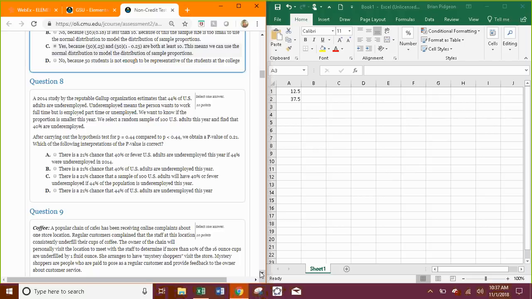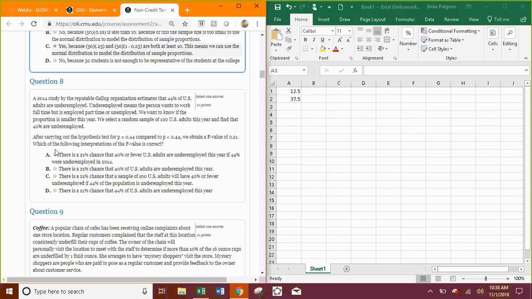Question 8. A 2014 study by the reputable Gallup organization estimates that 44% of U.S. adults are underemployed. Underemployed means the person wants to work full-time, but is employed part-time or unemployed. We want to know if the proportion is smaller this year. We select a random sample of 100 U.S. adults this year and find that 40% are underemployed. After carrying out the hypothesis test for p equals 0.44 compared to less than 0.44, we obtain a p-value of 0.21. Which of the following interpretations of the p-value is correct?